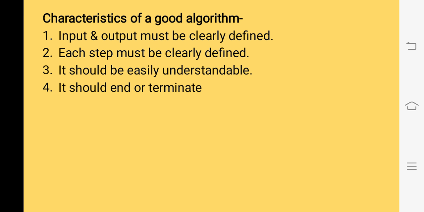Now children, after understanding all these examples, we will understand what the characteristics of a good algorithm are. Children, a good algorithm has inputs and outputs that are clearly defined, and in that algorithm each step will be clearly defined. It will be easy to understand, and the algorithm should end at some point, that is, it should terminate. So these are the important characteristics of a good algorithm.